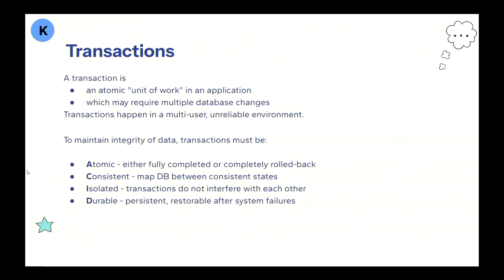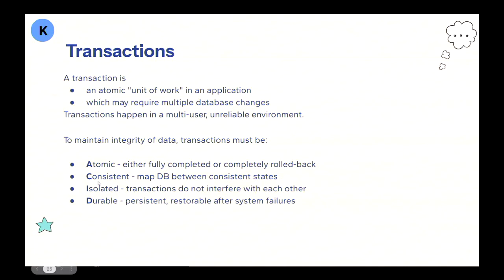ACID. So ACID, here the A stands for atomic. So atomic means, although it could contain multiple changes for a database, atomic here means that a transaction must be either fully completed or completely rolled back. So it's either success or not taking any effect at all. So this is the definition of atomic.